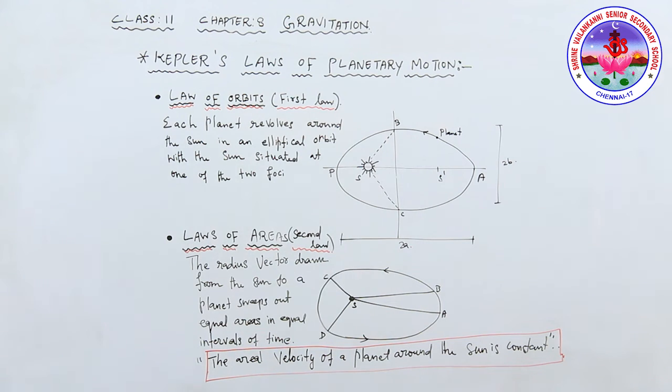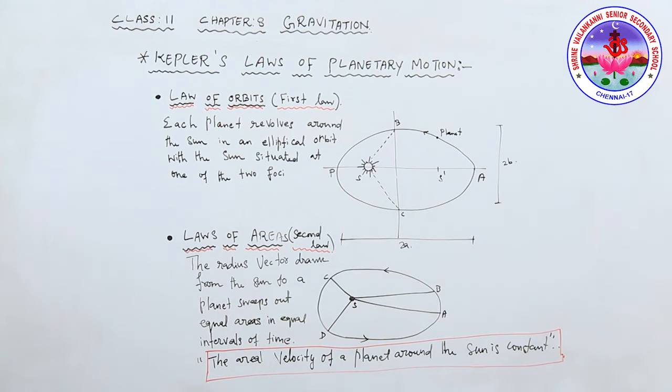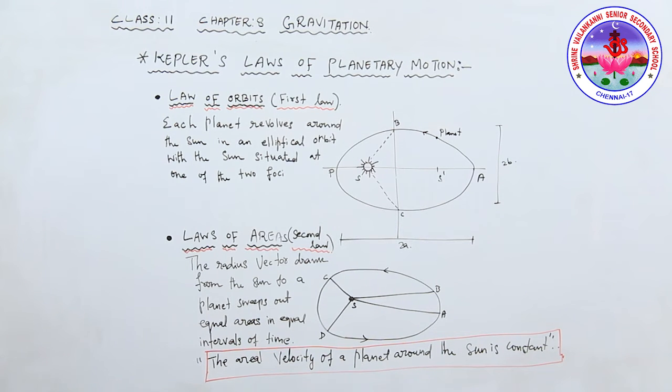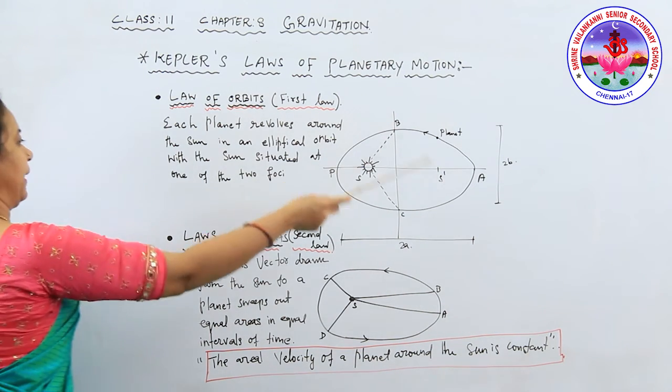It has S and S dash, that are the two foci we have taken, right? As you are seeing in the diagram, the planet moves around the sun in an elliptical orbit, right? And an ellipse has two foci, that is, S and S dash. Now the sun remains at one focus, that is S. The points P and A on the orbit are called perihelion and aphelion. They represent the closest and furthest distances from the sun. So this is the law of orbits.